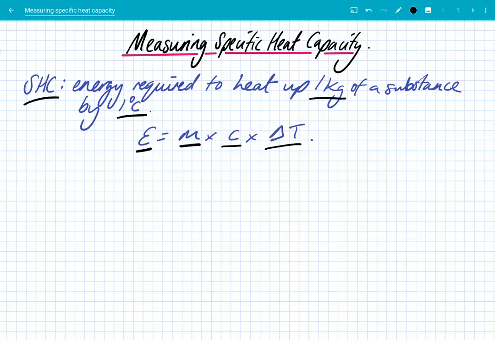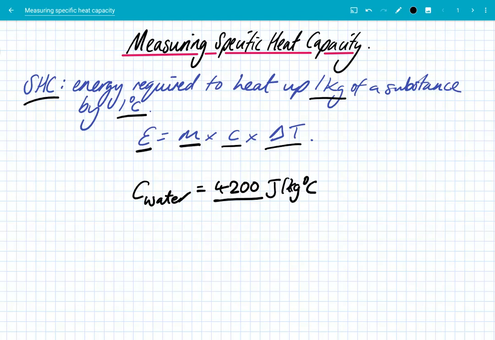Let's have a look at water, for example. The specific heat capacity of water is about 4,200 joules per kilogram per degree Celsius. This means that it takes 4,200 joules to heat up 1 kilogram of water by 1 degree Celsius.